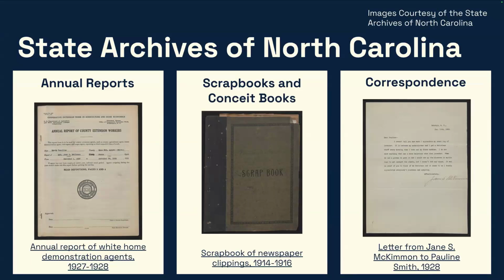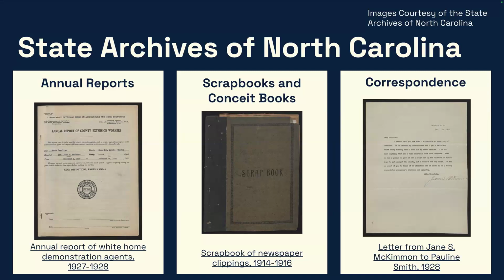Annual reports on home demonstration work are found in the McKimmon papers, and that's the image on the left. This one in particular is the 1927 to 1928 annual report for white home demonstration agents put together by McKimmon herself. The scrapbook in the center is one of many scrapbooks and concert books found throughout their collections. They really focus on the activities of the home demonstration agents and club members. There are a lot of newspaper clippings and narratives of activities, along with photographs commemorating different events that they were doing.